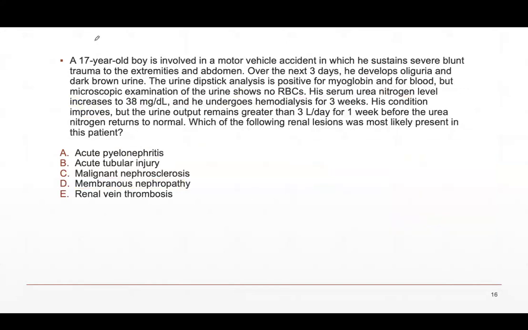The next question. A 17-year-old boy is involved in a motor vehicle accident in which he sustains severe blunt trauma to the extremities and abdomen, and over the next 3 days, he develops oliguria and dark brown urine. The urine dipstick is positive for myoglobin and for blood, but microscopic examination of the urine shows no red blood cells. His serum urea nitrogen level increases to 38 grams per deciliter, and he undergoes hemodialysis for 3 weeks. And his condition improves, but the urine output remains greater than 3 liters per day for a week before the urea nitrogen returns to normal. Which of the following renal lesions was most likely present in the patient?